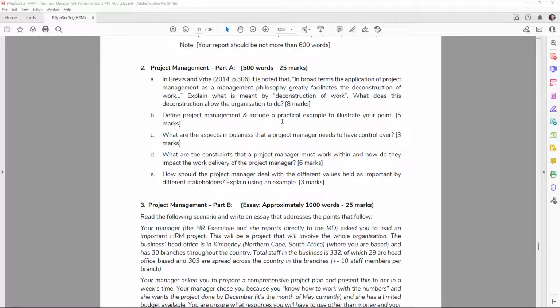question 2E, how should a project manager deal with the different values held as important by different stakeholders, and explain using some examples. So the project manager is responsible for a particular project, and the project will impact various people. It may be that it will have an impact on the operations or manufacturing side. There will be a finance implication, there will be a marketing implication, there could be an HR implication, and so on.